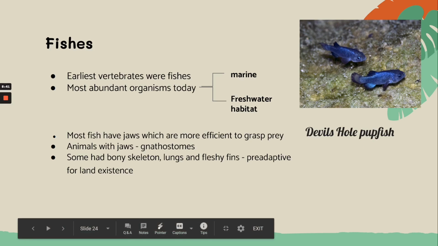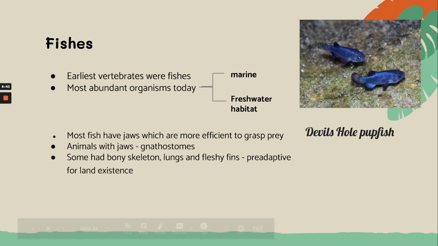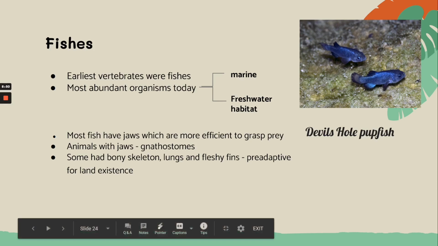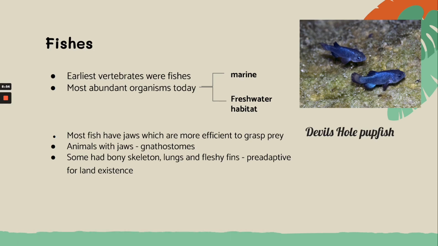Fishes were the earliest vertebrates. They are also considered the most abundant organisms today, as they can be found in marine and freshwater habitats. Most fishes have jaws, which are very efficient to grasp prey. Animals with jaws are considered gnathostomes, even fishes.